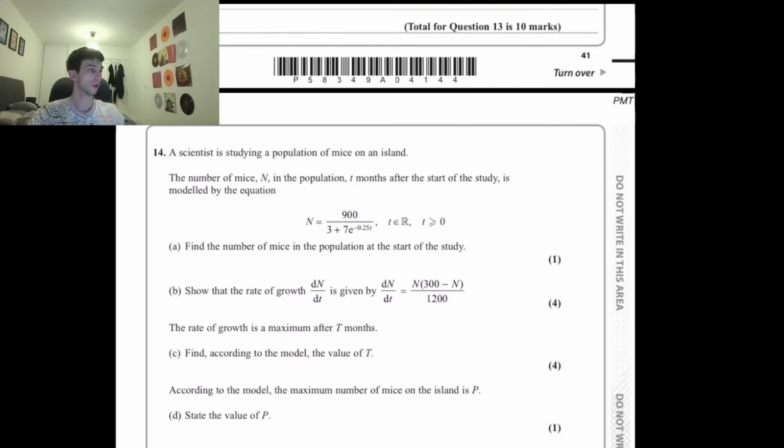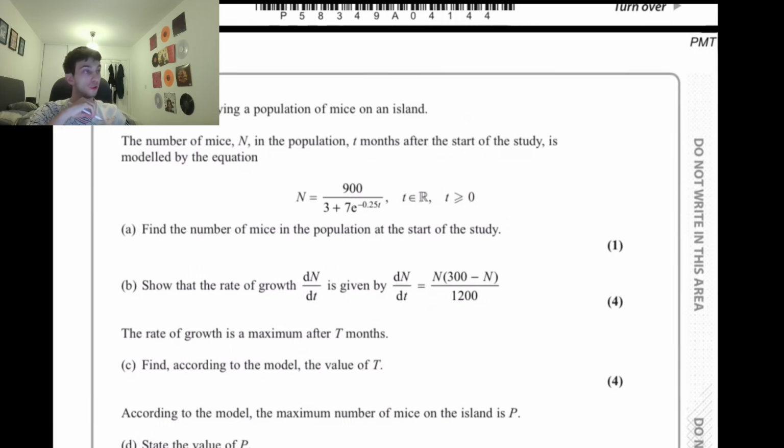On to 14. Okay, last question of the paper. Question 14. A scientist is studying a population of mice on an island. The number of mice n in the population, t months after the start of the study, is modeled by the equation n = 900 / (3 + 7e^(-0.25t)).